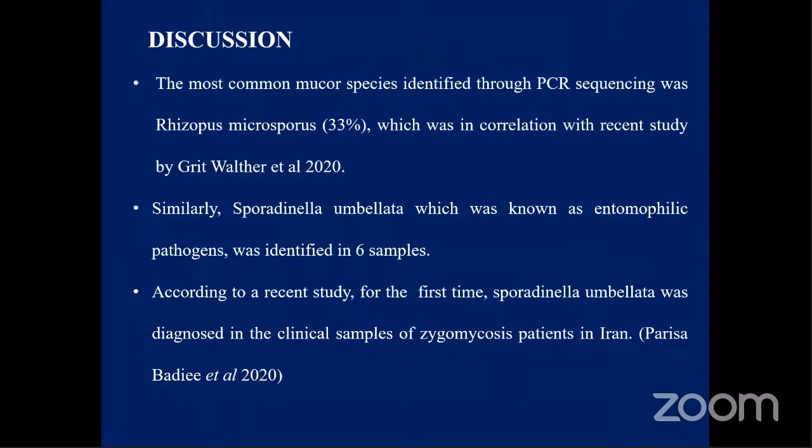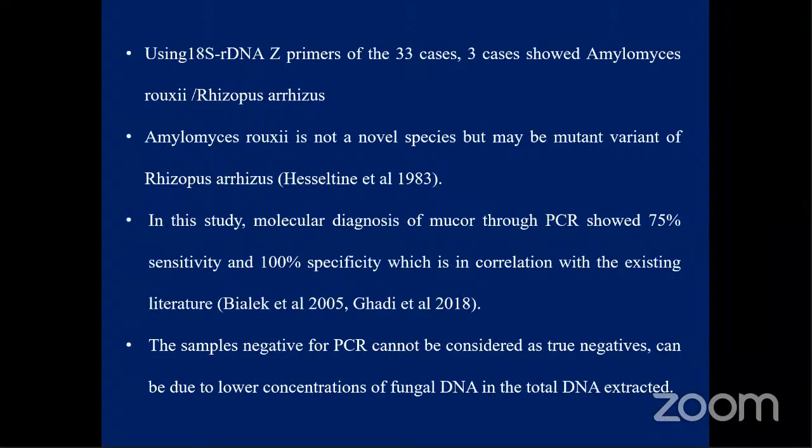My discussion: the most common mucor species identified through PCR sequencing was Rhizopus microsporus, which was in correlation with a recent study by Walther et al., 2020. Similarly, Sporodiniella umbellata, which is known as an entomophilic pathogen, was identified in 6 samples. According to a recent study, for the first time Sporodiniella umbellata was diagnosed in clinical samples of zygomycosis patients in Iran, according to Bari et al., published in 2020. Using 18S rDNA Z primers, of 33 cases, 3 cases showed Amylomyces rosei or Rhizopus oryzae. Amylomyces rosei is not a novel species, but may be a mutant variant of Rhizopus oryzae.